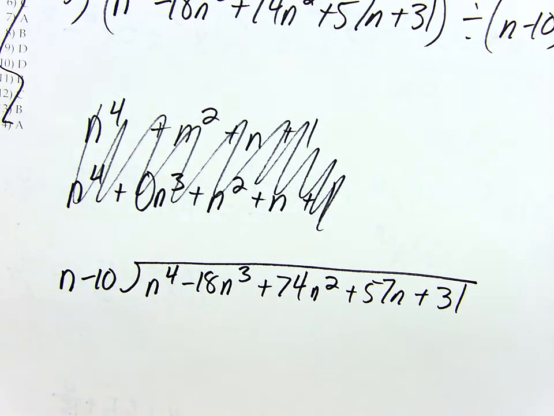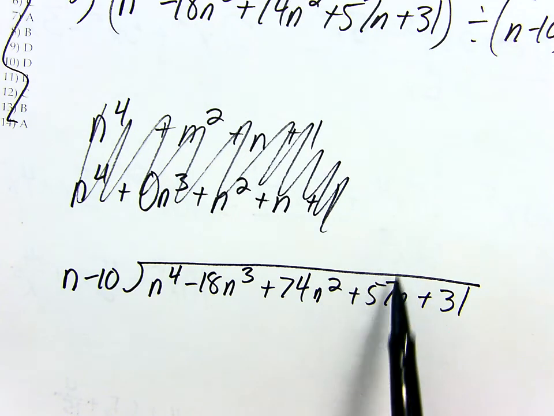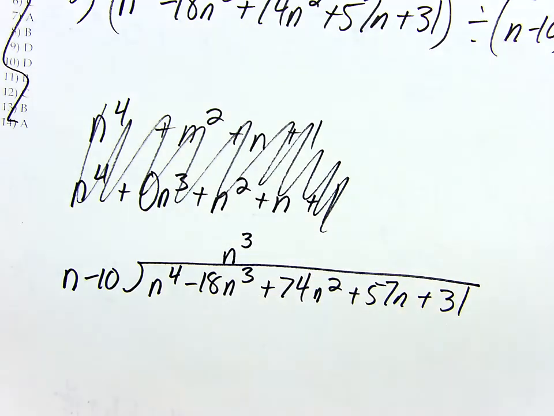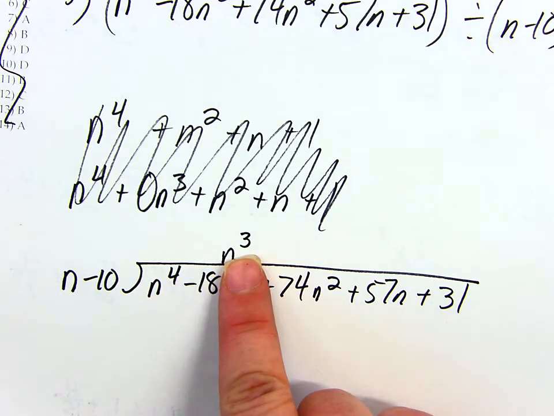But here's the other thing. I want to keep all of my degrees lined up. That's why, if you're missing one, you need to put in a 0 placeholder. So n to the third, I'm going to put over the n to the third column. Everything in this line will be n to the third. Everything in this line will be n squared, n to the first, and so on. So you're going to need that 0 placeholder if you're missing one. What do I multiply n by to get n to the fourth? The answer was n to the third.